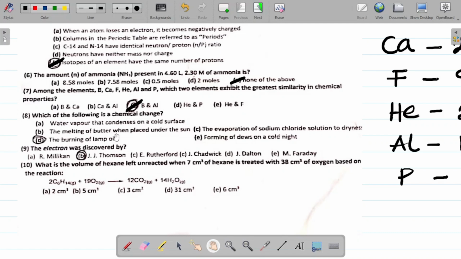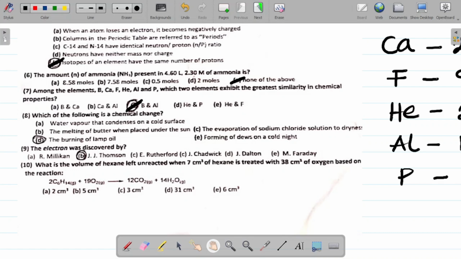B says the melting of butter when placed under sun. If butter is melted under the sun, simply put that butter inside a cold room or a fridge, it would solidify. So it's a reversible process. C says the evaporation of sodium chloride solution to dryness. If you condense it, it's possible for it to condense too. So it's reversible. D says the burning of lamp oil, and E says forming of dew on a cold night. If dew forms on a cold night, when it's day, it will evaporate, and at night again, if the night is cold, it will form dew again.